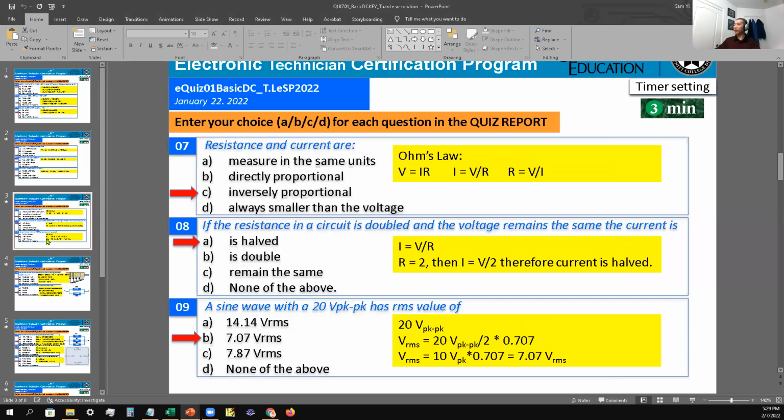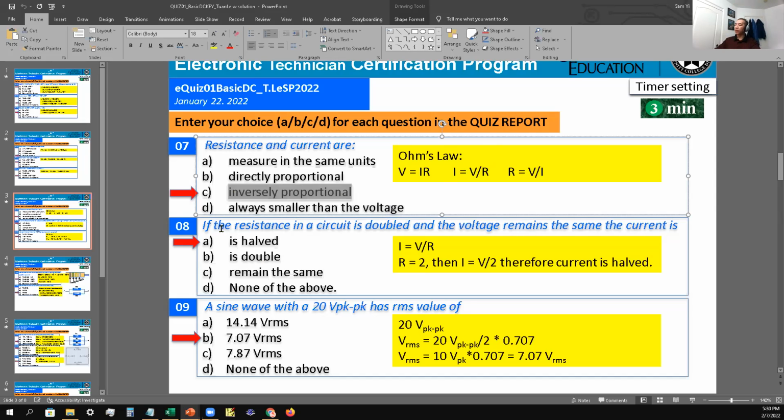Okay, next one, number 7. Resistance and current are... so we're applying Ohm's law. We need to look at the current and resistance relationship. They're inversely proportional, because if you increase the resistance, you will decrease the current. So the answer is C as in cat for number 7. And if you decrease the resistance, you will increase the current. So it's an inverse relationship: either one goes up, the other goes down, or vice versa.